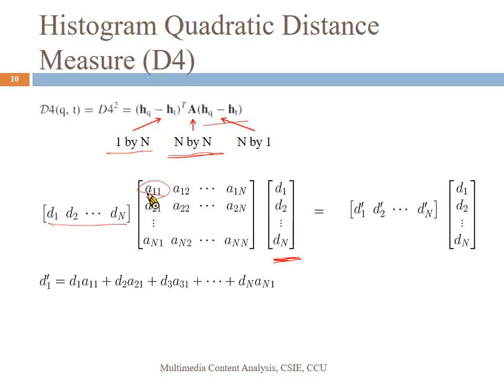So here A11 means the similarity between the first color and the first color. A12 is the similarity between the first color and the second color, and so on. If we have n different colors, this matrix would be an n by n matrix. And by multiplying the vector here by the matrix here, we get another 1 by n vector. And then we multiply this 1 by n vector by this n by 1 vector. And finally, we get a real value.